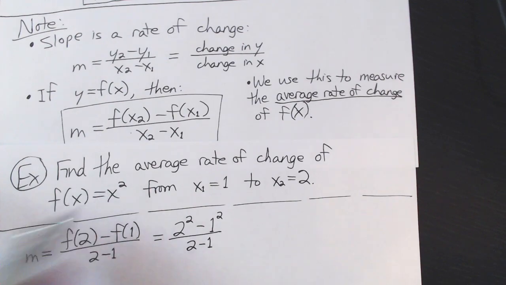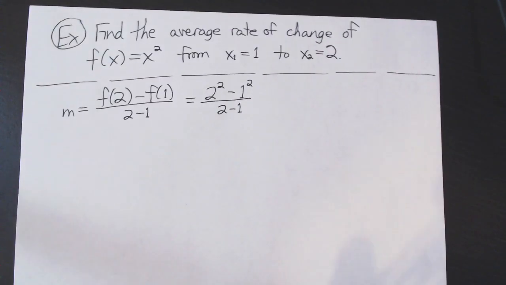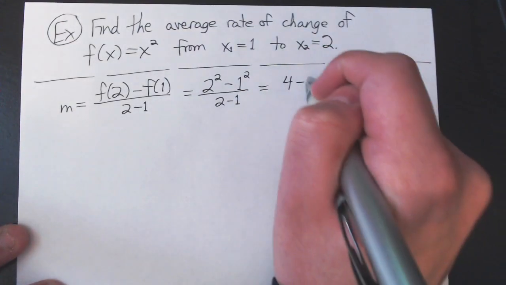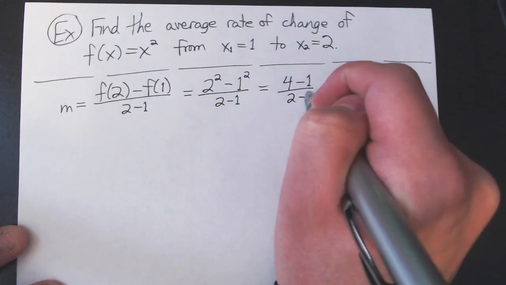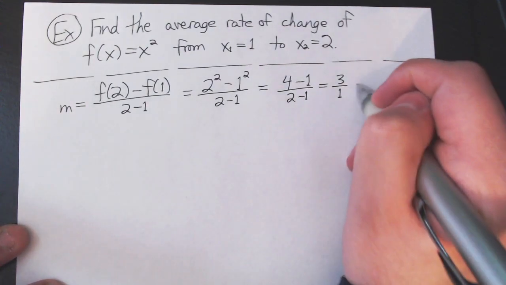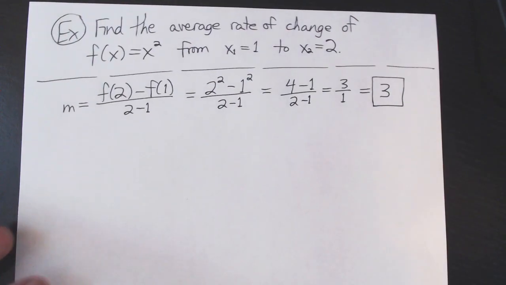A different problem might have a different function. F of x equals x squared. You could have f of x equals x cubed. F of x equals something else. But for this one, it's just squaring these. So I do 2 squared. Let's move this. 2 squared up top is going to be 4. 1 squared is 1. On the bottom, 2 minus 1. So this simplifies to 3 over 1. 3 over 1 is 3. That's the answer. That's the average rate of change of this function from this x value to this x value.